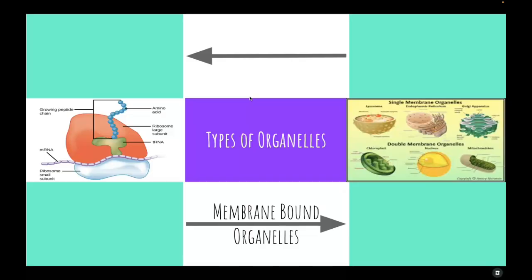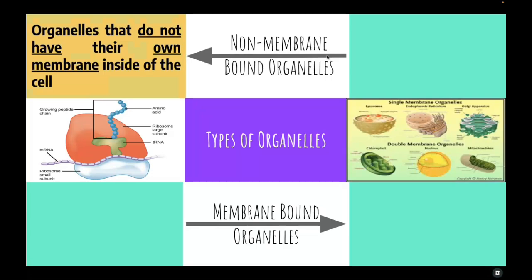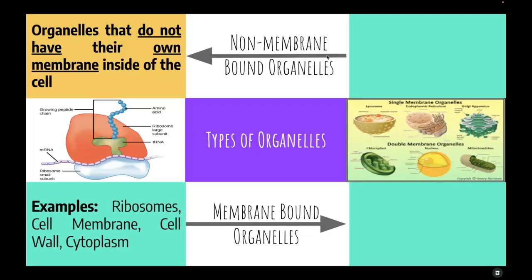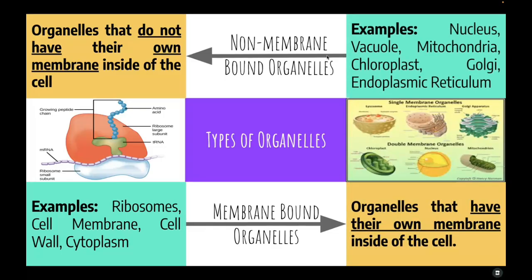So we can classify organelles into two categories: membrane-bound and non-membrane-bound. Non-membrane-bound organelles include ribosomes and the cytoskeleton in the cytoplasm. What non-membrane-bound means is that they don't have their own membrane inside of the cell. Like I mentioned, ribosome, cell membrane, cell wall, cytoplasm. And a membrane-bound organelle would be an organelle that has its own membrane inside of the cell. So a nucleus, a vacuole, a mitochondria, a chloroplast, a Golgi, and ER.